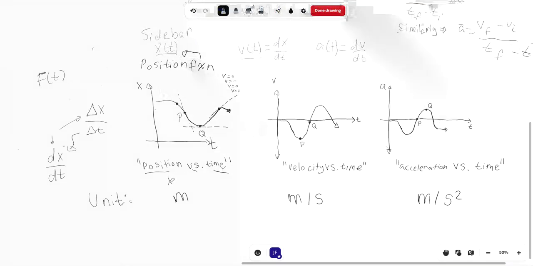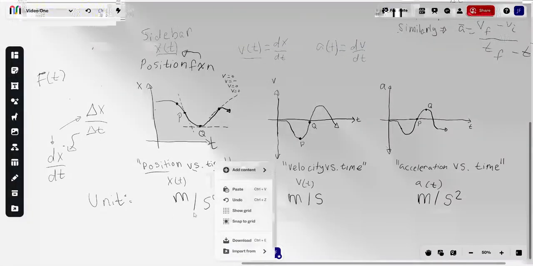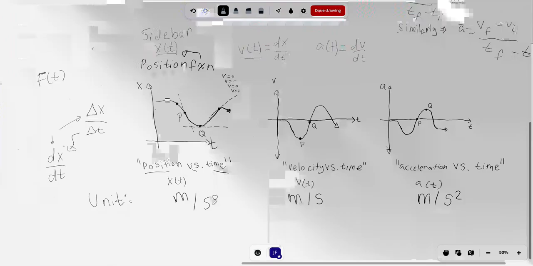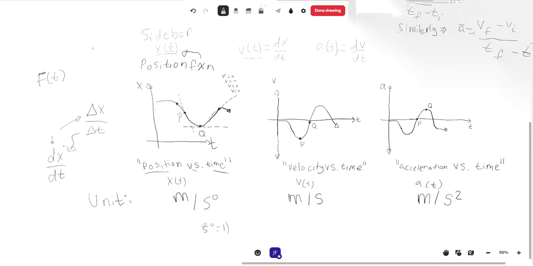Right? So x of t is in meters, v of t is in meters per second, and a of t is in meters per second squared. You could think of this also, just for the sake of seeing what I'm trying to get at. If you have a number raised to the 0th power, that's the same as equal to 1. So s to the 0 is equal to 1, just a side note. So this goes to 1, right?